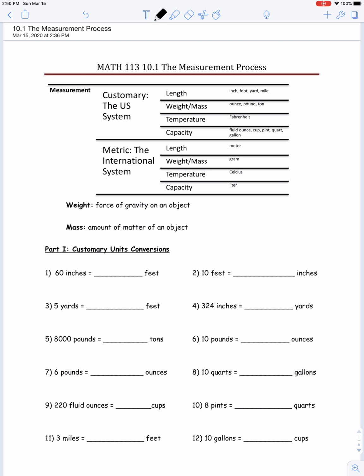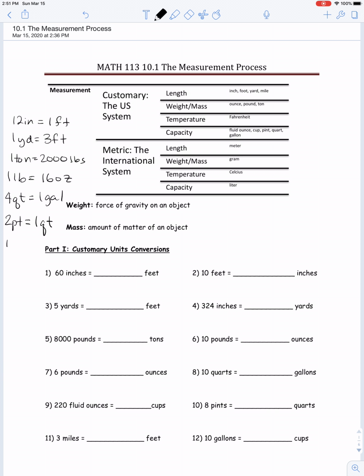Some of the main ones that we're going to be using are: 12 inches is the same thing as 1 foot. 1 yard is the same thing as 3 feet. 1 ton is equal to 2,000 pounds. 1 pound is equal to 16 ounces. 4 quarts is equal to 1 gallon. 2 pints is equal to 1 quart.